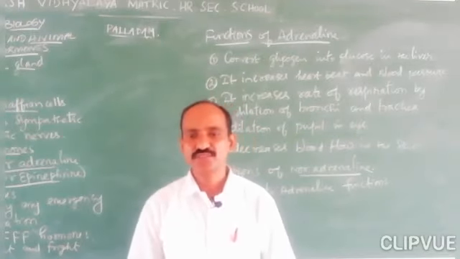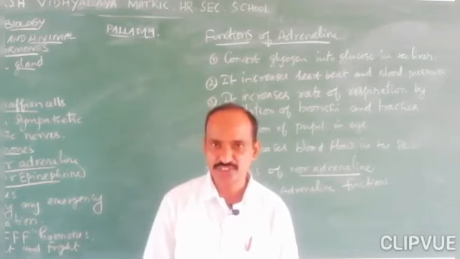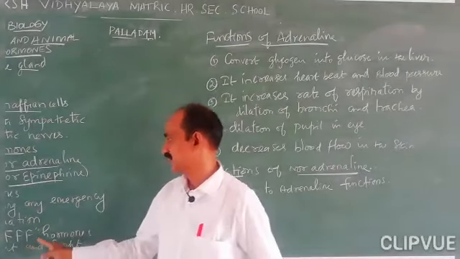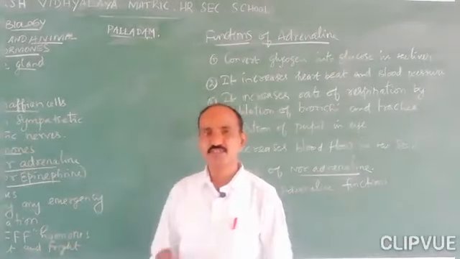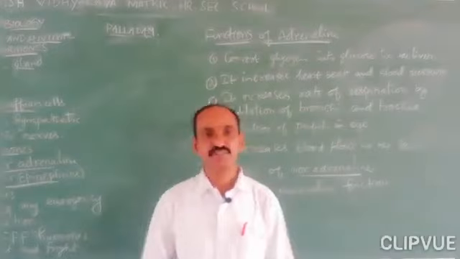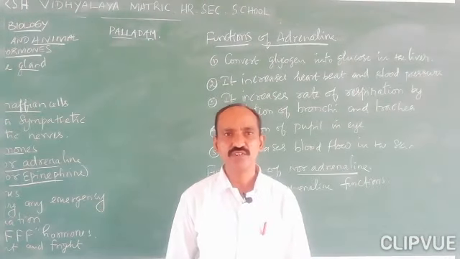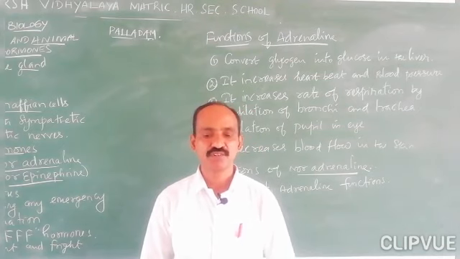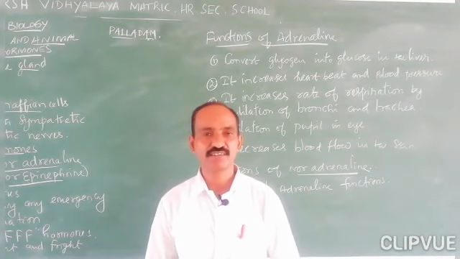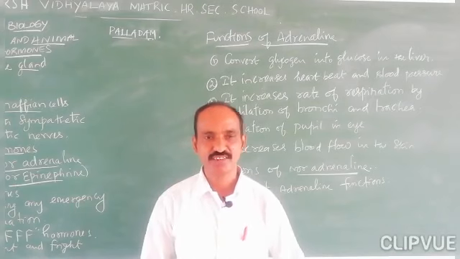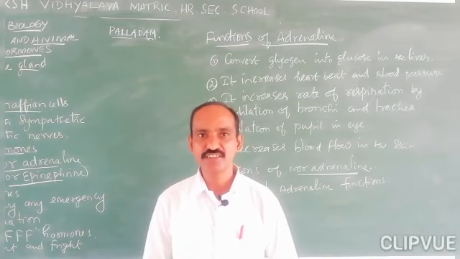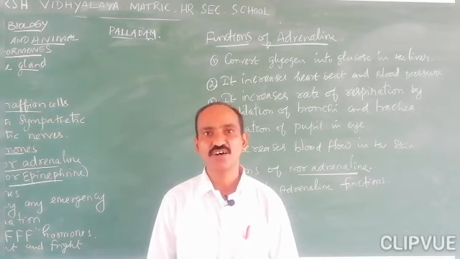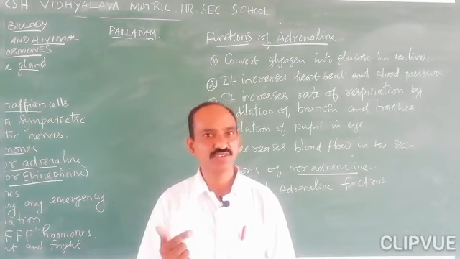Adrenaline and noradrenaline are emergency hormones, commonly known as triple F. First one is fight, flight and fright. Why are we calling it triple F? The first F is fight. When we are fighting without any reasons, that fighting is solved by the hormones adrenaline and noradrenaline. That is why the first F is fight.